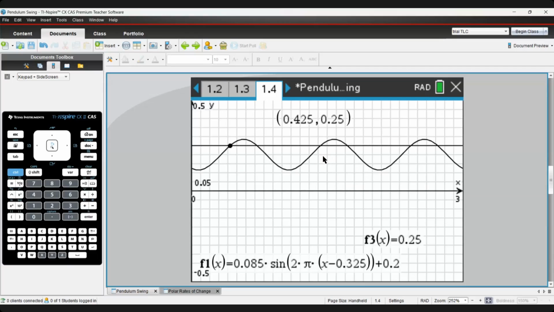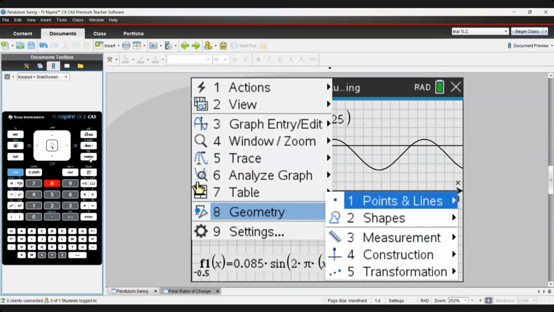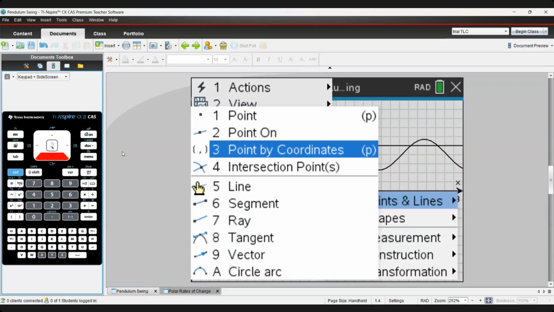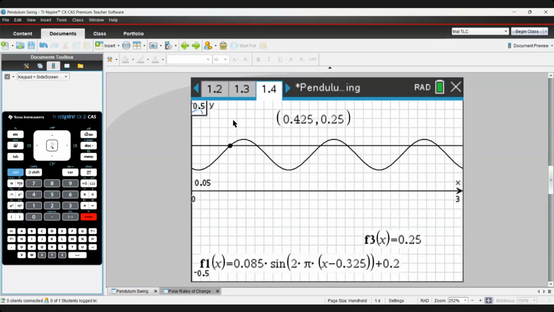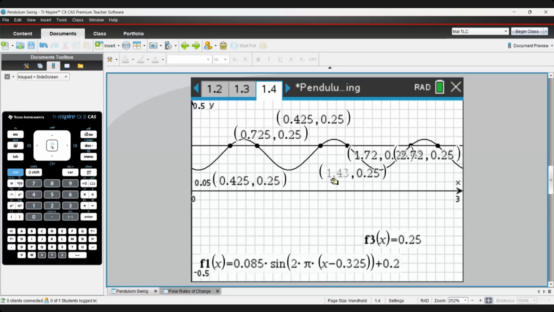So if we go into menu, and then we can go number 8, geometry, and then we'll go to number 1, points and lines, and we can do our intersection points, number 4. And it's going to ask us which curves we want the intersections of, so it'll be our sinusoidal right there, and then our linear. And it's really busy. They're really close together. But just separating them out.